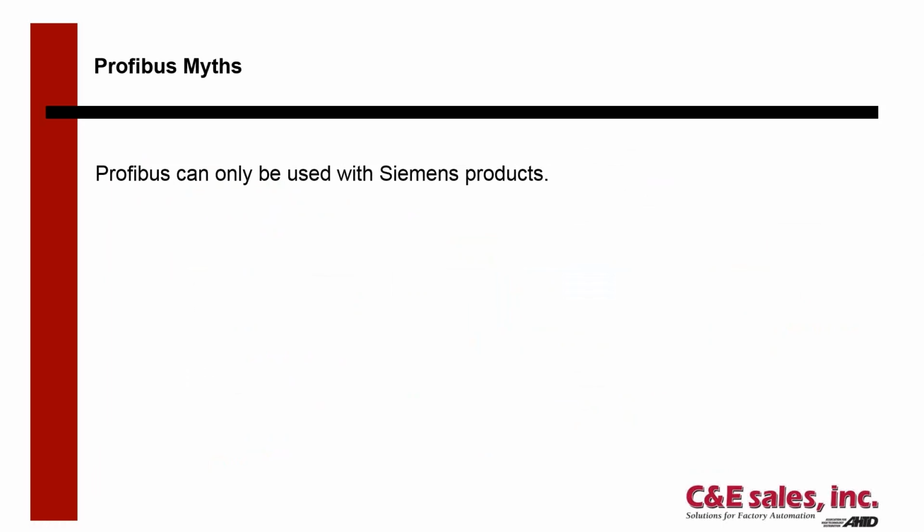Profibus is an open protocol. Anybody can make a device that talks Profibus. Another myth: the shield of the cable is only connected at one end. We know that's not true. We want to connect it at both ends. We want to connect it in the middle. And if you're in a particularly noisy environment, you probably want to ground your cable as it enters and exits the cabinet.